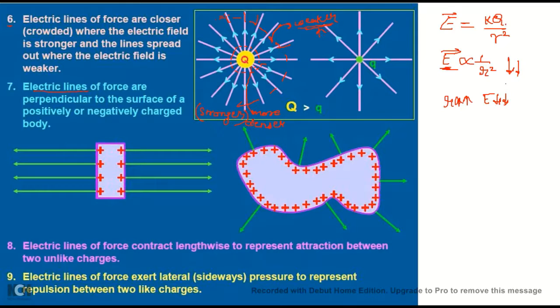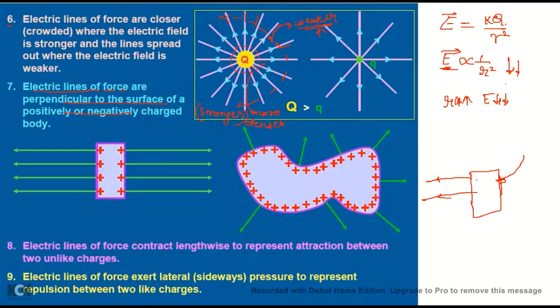Next, electric field lines are perpendicular to the surface of a positively or negatively charged conductor. This is a very important property on which we will do some numericals as well. If I have any conductor, and electric field lines are coming out of that conductor, or electric field lines are entering that conductor, then they will enter and exit at an angle of 90 degrees.